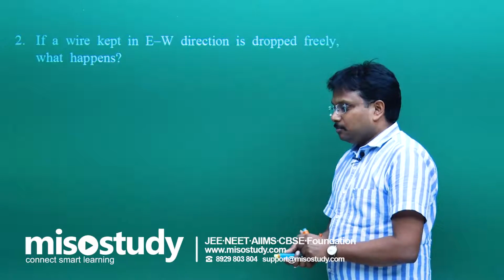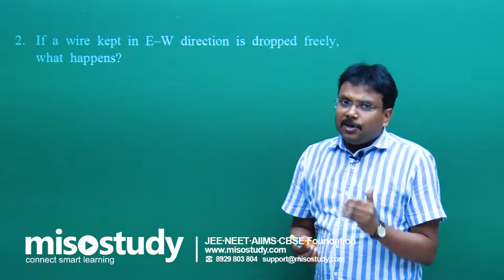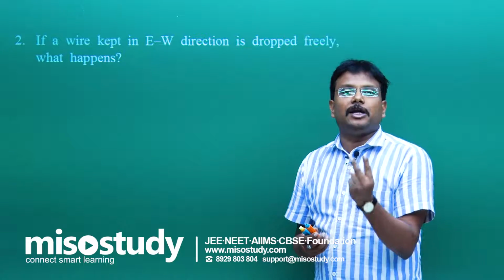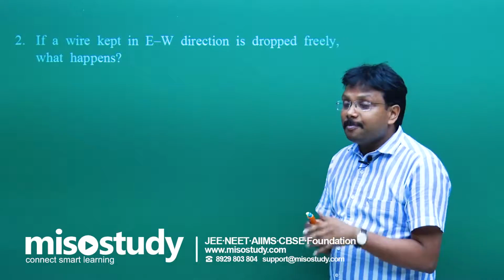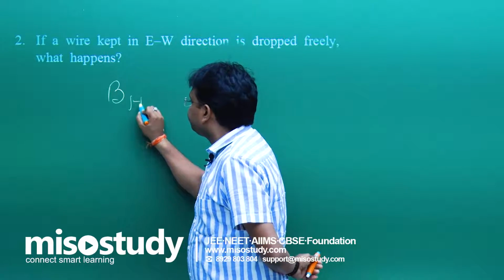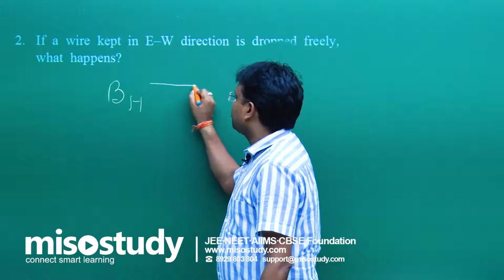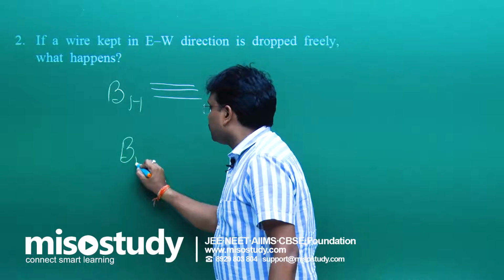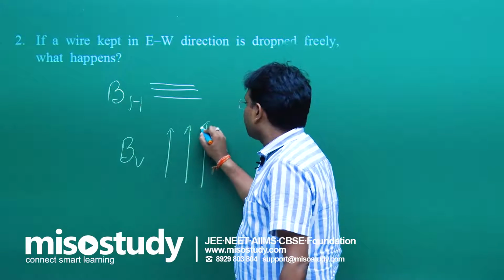Now, actually they want to know a very simple and fundamental aspect, whether you have the idea of two components of Earth's magnetic field or not. Fine. So, you know there are two components of the Earth's magnetic field. One is BH, horizontal component, fine, that is like in this direction horizontally, and another is BV, that is vertical component. So, the direction of vertical component is like this, fine.